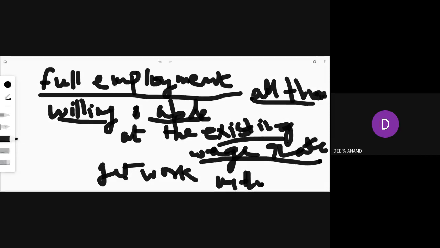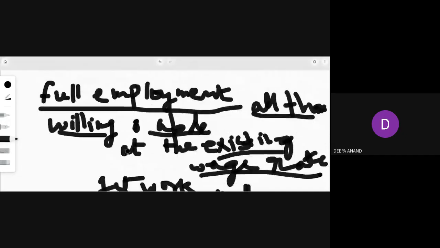Full employment means no unemployment because the demand for labor and the supply of labor are equal. So it means full employment, there is no unemployment. This is a term that needs a very detailed study, but we have to study only the meaning.